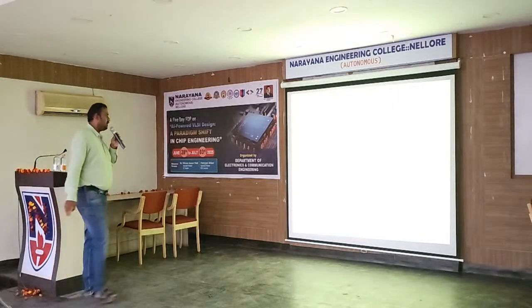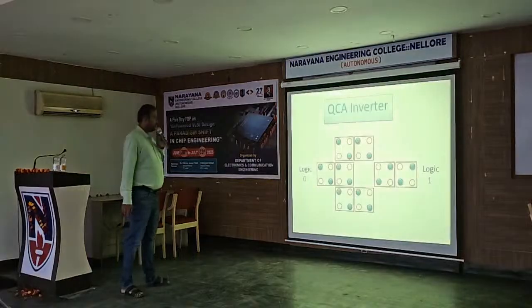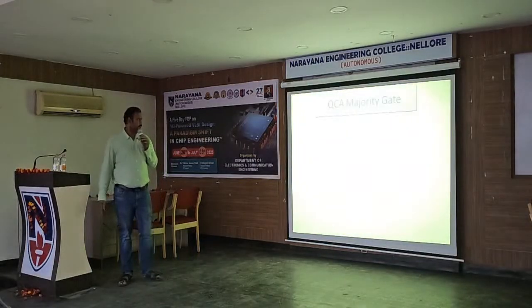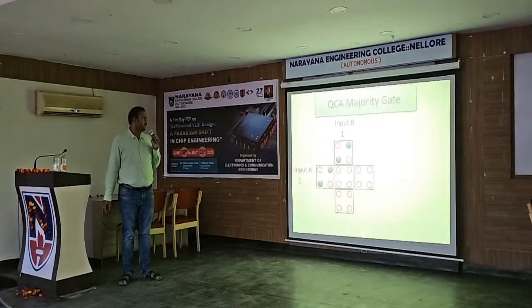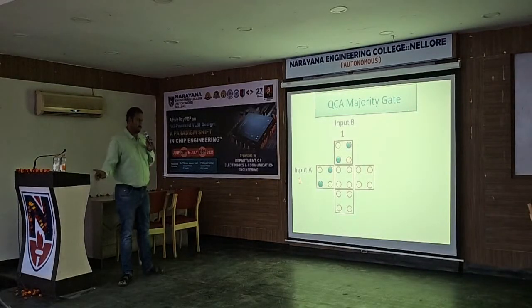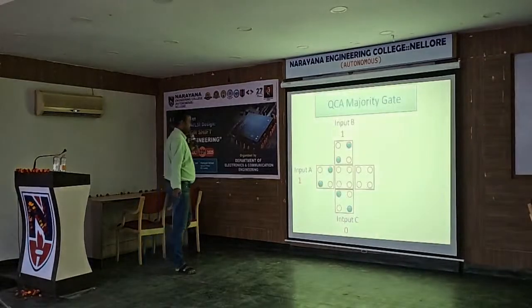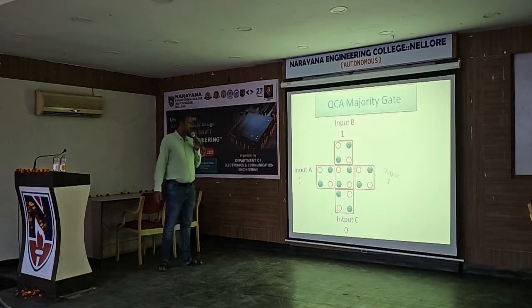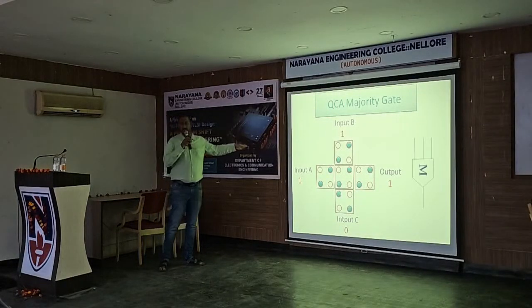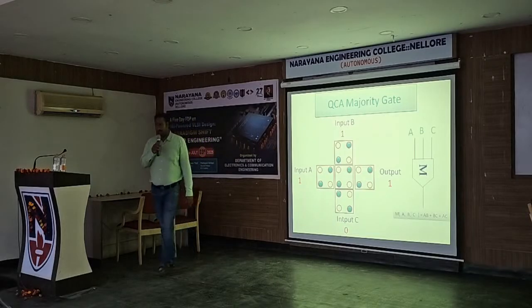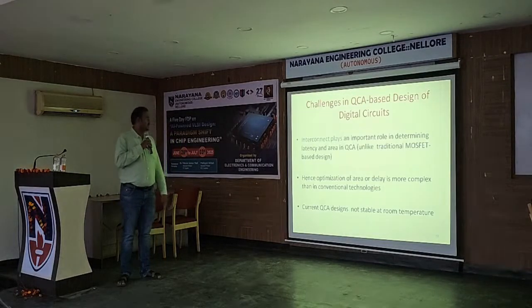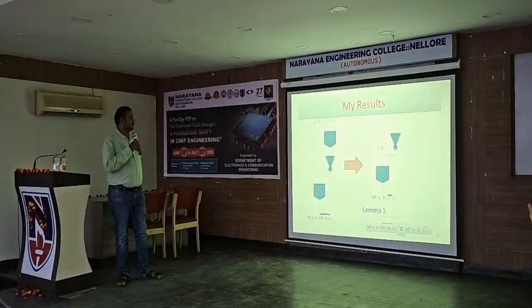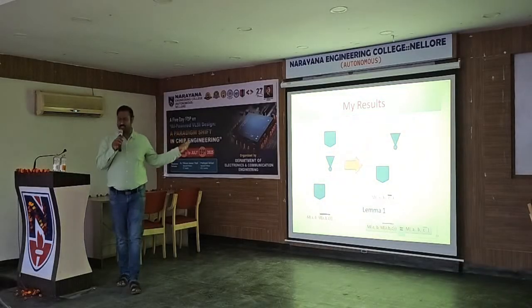So usually the inverter operation is like this. This is the majority gate. So here one more, so you will get output as 1. This is called the majority gate. So this is the first result.